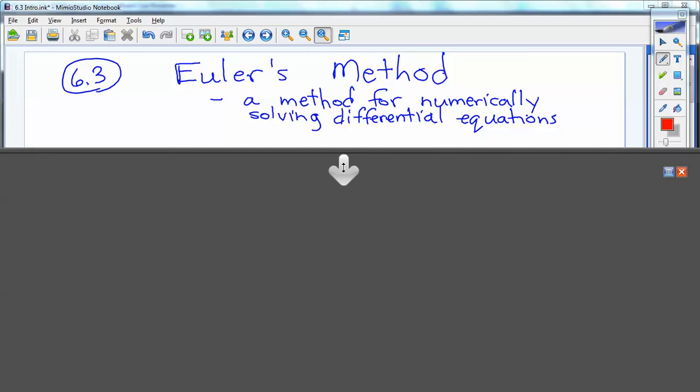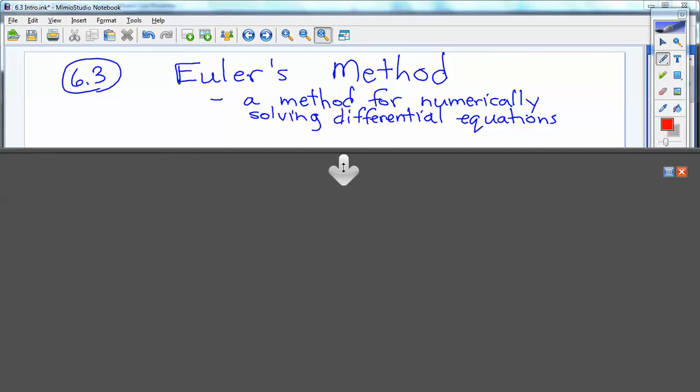What's the solution to a differential equation? The original equation. So if you have p primes in it, then the p equals is your solution. If it's y primes in it, the y equals is your solution. What's an initial value problem? What do we add in to get an initial value problem? An initial value, an initial condition.